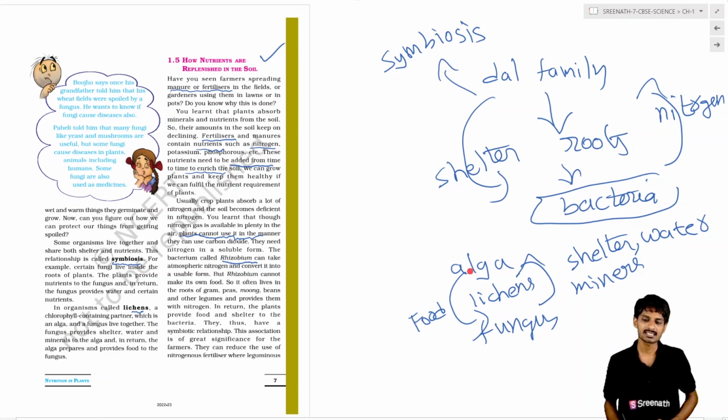And there are lichens. There, algae and fungus live together. Algae prepares the food, while the fungus gives the shelter and water and minerals to the algae.